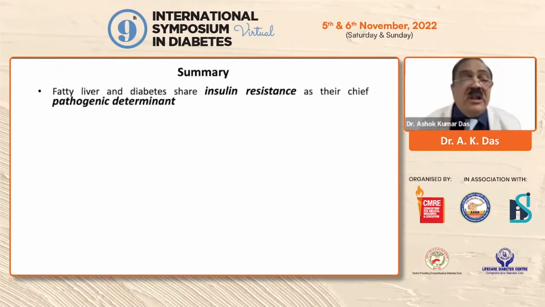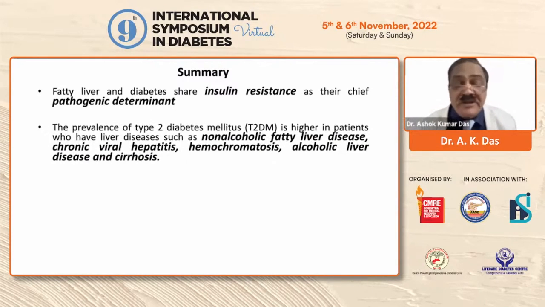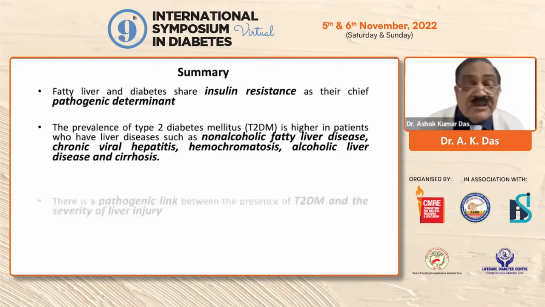So therefore, dear friends, I will conclude by saying fatty liver and diabetes both share insulin resistance, and this is a great pathogenic determinant of the relationship between type 2 diabetes and liver disease, and the origination of type 2 diabetes from liver disease. The prevalence of type 2 diabetes is high in those who have liver disease. At least four are identified: NAFLD, chronic viral hepatitis, hemochromatosis, alcohol liver disease, and cirrhosis. These liver diseases can produce type 2 diabetes mellitus by the various mechanisms I've just described.